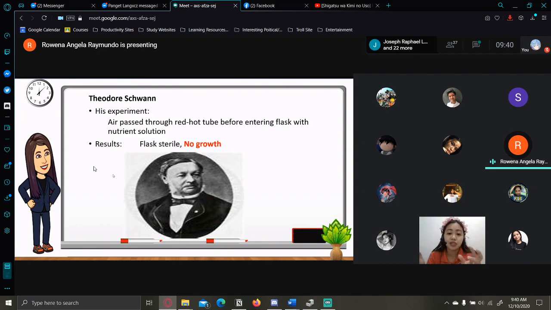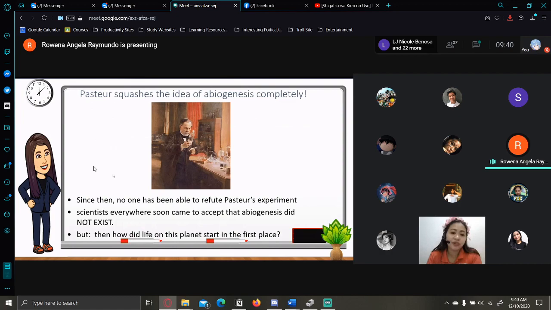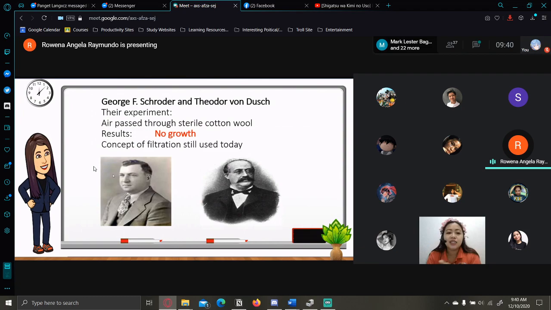So, what was the result? Nagkaroon ng sterilization. So, hindi nag-grow ang microorganism doon sa ginawa niyang experiment. Also, because of this discovery of Louis Pasteur, he was termed as the father of modern microbiology. Another scientist named George Schroeder and Theodore von Dusch had experiments wherein they passed their nutrient solution through a sterile cotton wool. Okay. So, ang result is no growth.